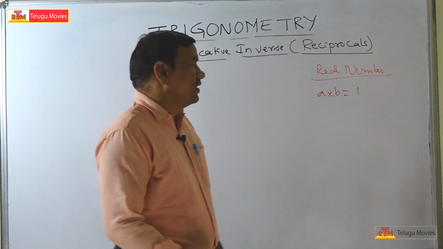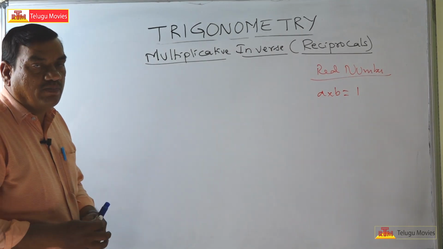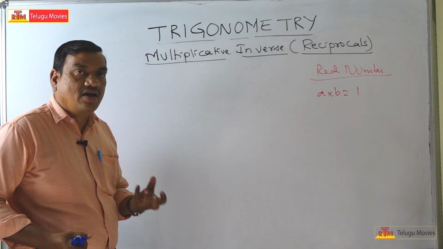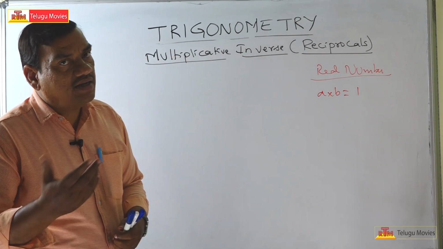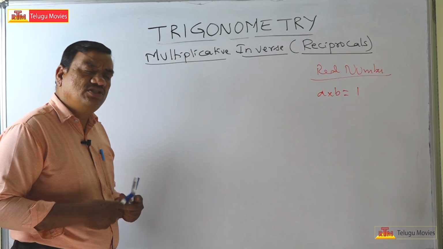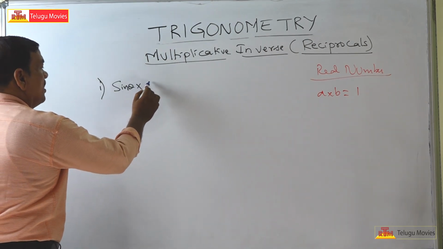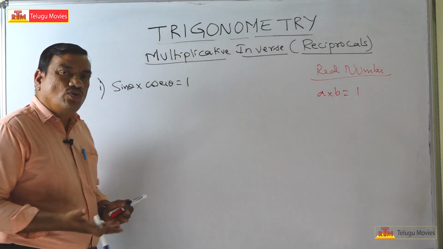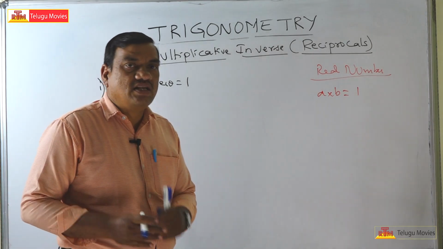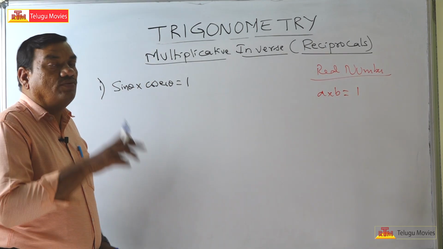Out of the 6 trigonometric ratios I just explained, these ratios are numbers. Which two numbers can we multiply so that the product is 1? Obviously everybody can say the first one: sin theta times cosecant theta is equal to 1. That is up to 10th class knowledge. The question here is: what about theta? That we have to see here.